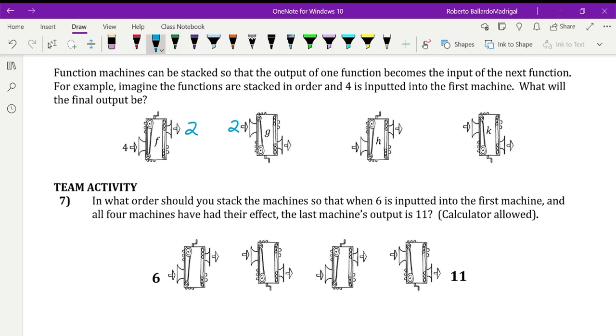G of 2 gave us what answer? 0. And then in part C, we evaluated H of 0. And that gave us negative 6. Negative 6 went into K. That was the final thing we did. What was the final answer? 2. Okay. So we started with the 4 and we finished with the 2. Now, question, yes. She's going to go first. You can go after her.